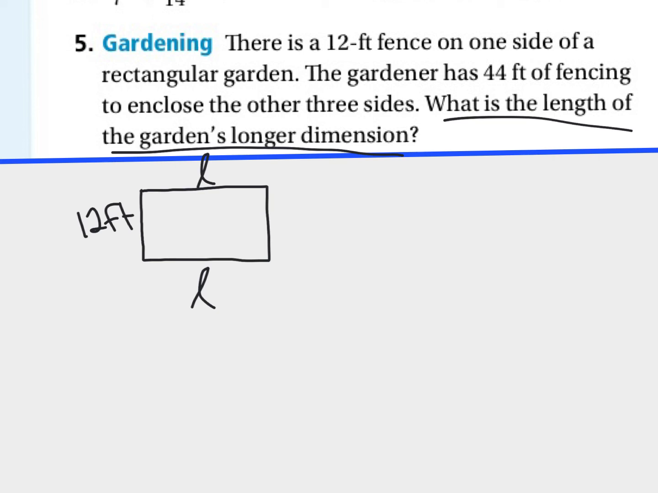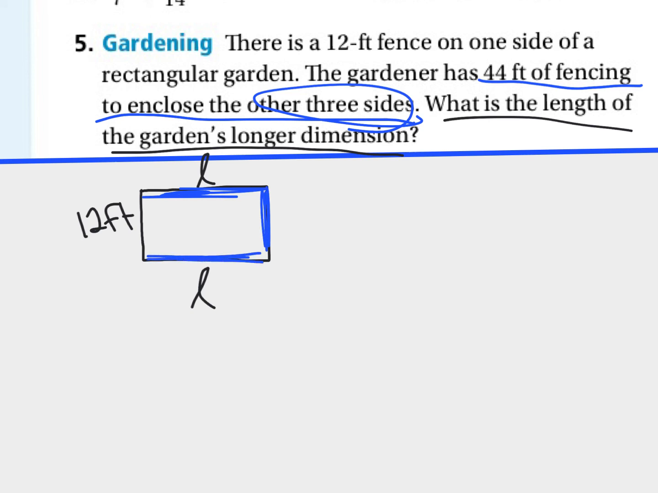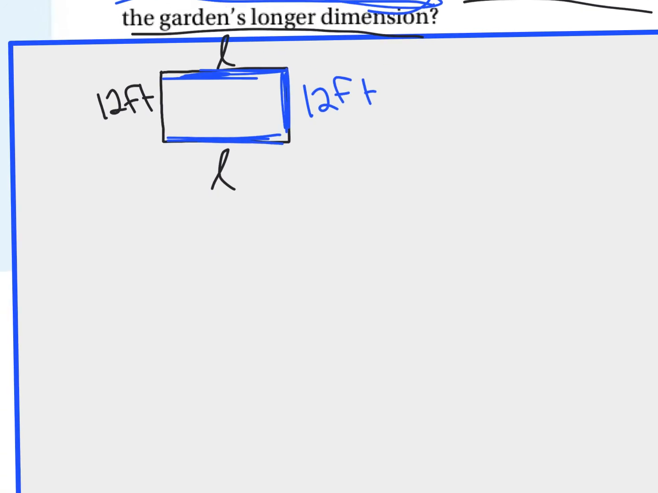So one thing to watch for on this problem, I actually missed this the first time, is the 44 feet of fencing is to enclose the other 3 sides. The other 3 sides. So you can think of it as these sides if you want. This 12-foot fence is already here. So this would be 12 over here we could think about, but it's just 3 sides we're enclosing, not 4 sides. So we've got a length, and a 12. And they add up to 44.